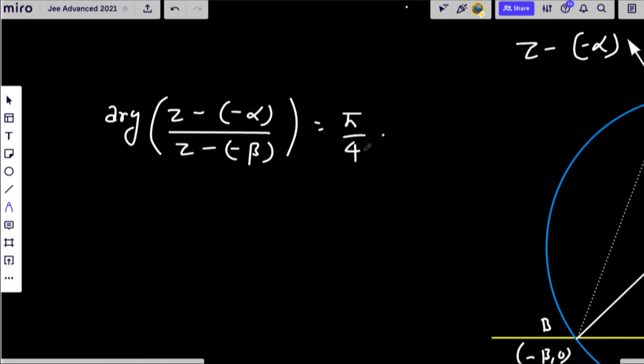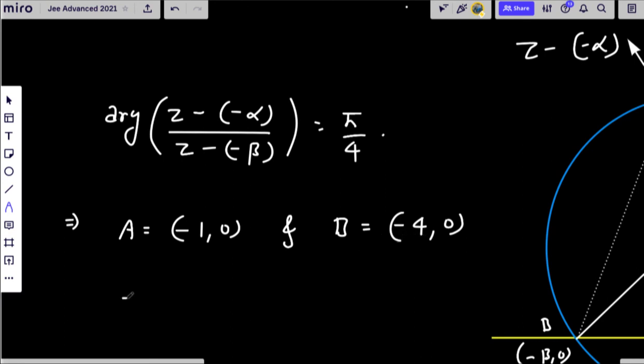Let the points A and B be such that point A is minus 1 comma 0, and point B is minus 4 comma 0. So here alpha will become 1 and beta will become 4.